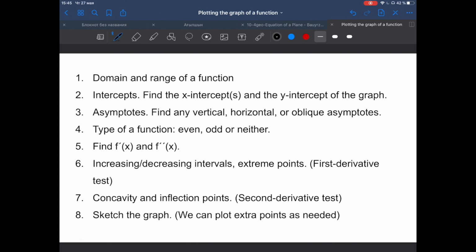The first one, domain and range of a function. Second, intercepts. Third, asymptotes. Four, type of a function. Five, find f prime x. It means first derivative, and the second derivative is f double prime x. Sixth one, increasing decreasing intervals, extreme points. Seven, concavity and inflection points. Eight, sketch the graph. If we follow these steps, we can sketch the graph of any function.